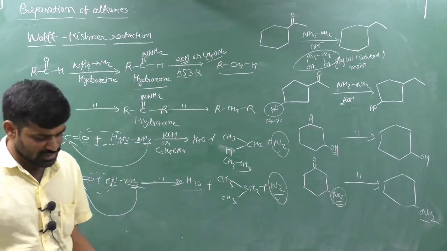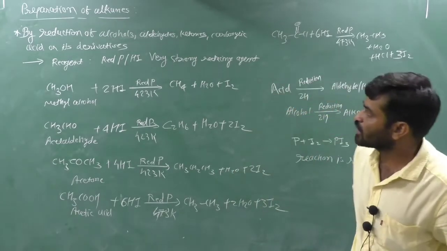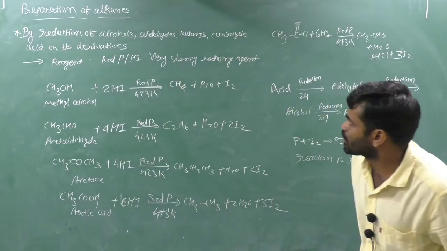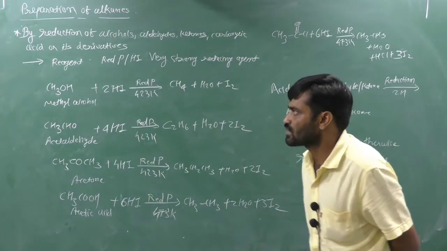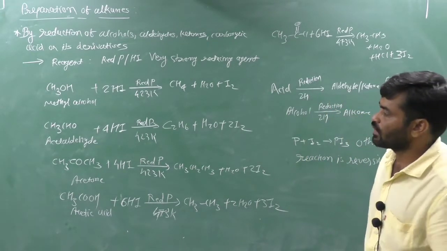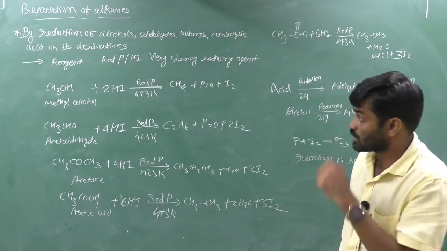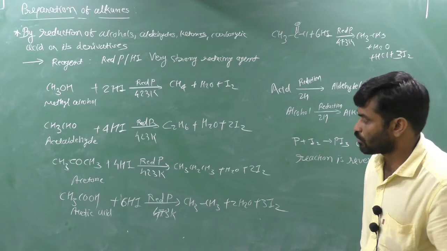Now we can discuss the next methods. Now the next method to prepare alkane is by reduction of alcohol, aldehyde, ketones, carboxylic acid or its derivatives, meaning carboxylic acid's derivatives. Clear? We can get the alkane from the reduction of alcohol, aldehyde, ketones, carboxylic acid and derivatives of carboxylic acid.